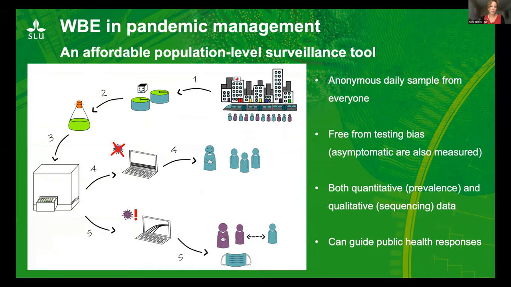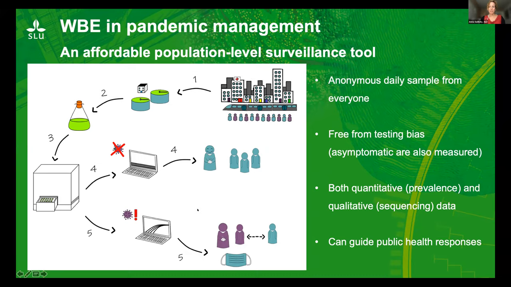This focus is important now because the pandemic has pointed out to many people who before didn't take wastewater in this manner, as a public health informative tool, that when testing is limited, wastewater can give us an overview of a whole population's infection status. It can inform us of both symptomatic and asymptomatic cases. It can inform us of the quantity of virus in the population, also of the quality, the sequences, the variants circulating, and can help us guide public health response.